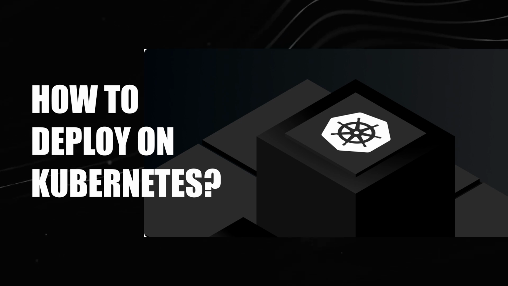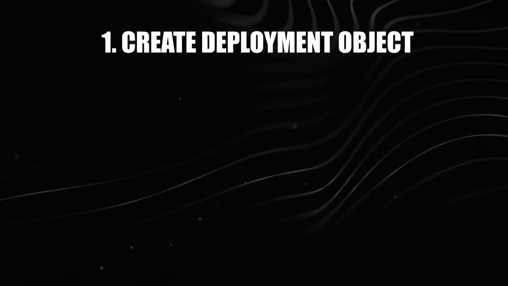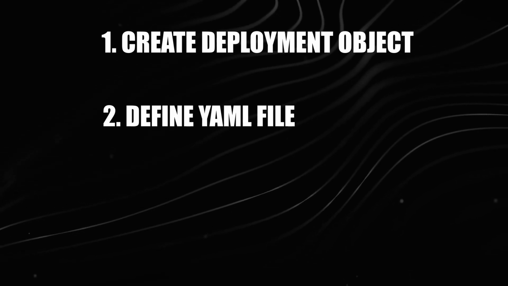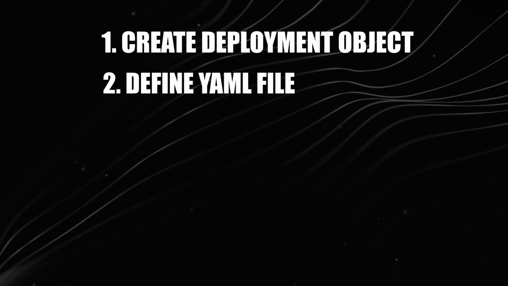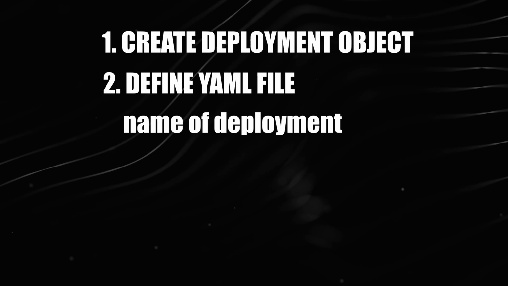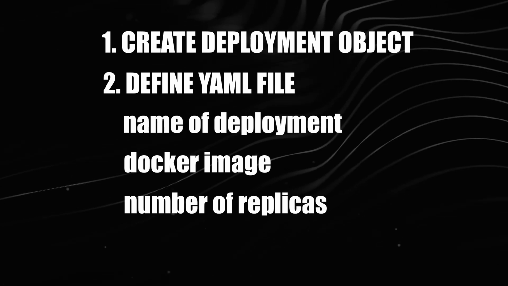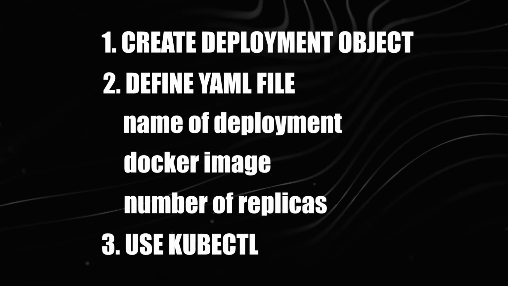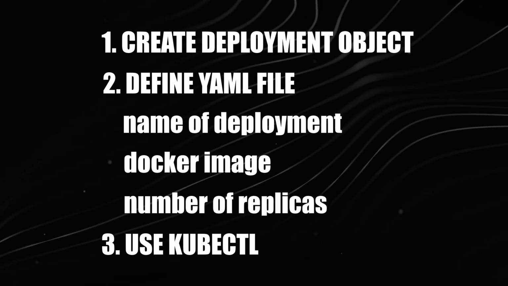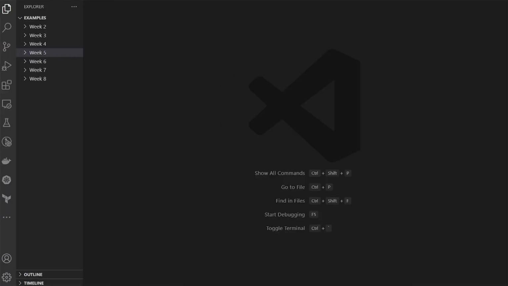So, how do we actually deploy on Kubernetes? To do so, we're going to need to follow a couple steps. The very first thing we're going to need to do is create a deployment object. Next, we're going to define our YAML file. And within our YAML file, we're going to define a few things. We're going to define the name of our deployment, our Docker image, and the number of replicas that we want to create, as well as any other relevant settings. After we have our YAML file configured, we're going to use our kubectl CLI to deploy our application to a cluster.